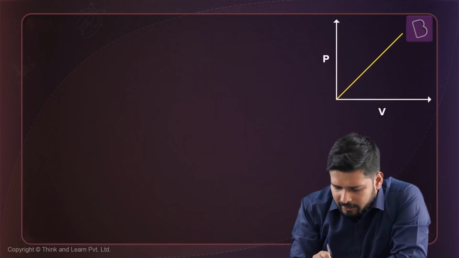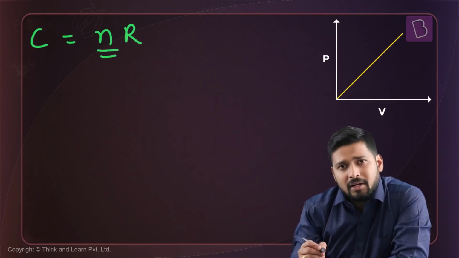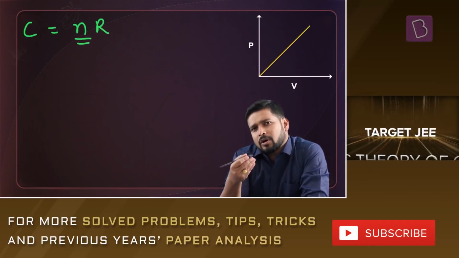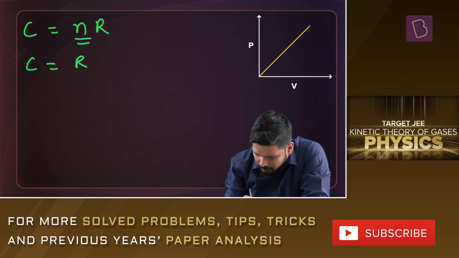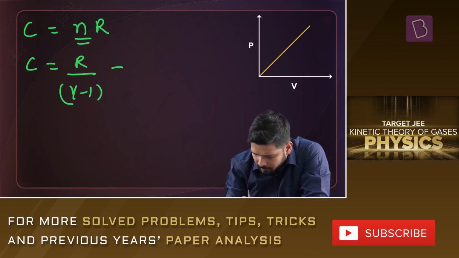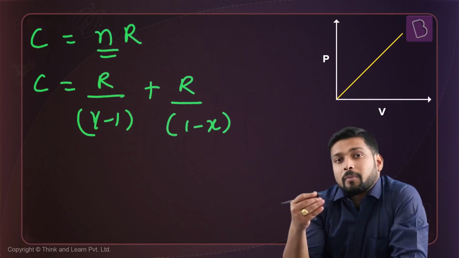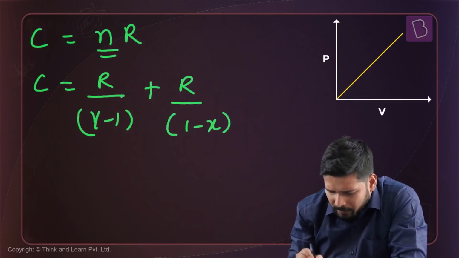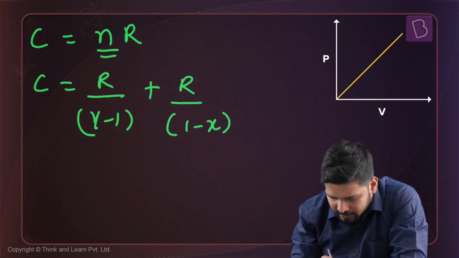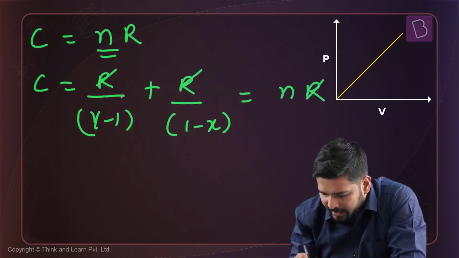If you look at the expression of molar heat capacity, it's given to us as C equals n times R, and this is the n that I need. Now for any general process or any polytropic process, the expression for C is written as R upon gamma minus 1 plus R upon 1 minus x, where x is the polytropic index, the power to which volume is raised, right? Okay, so if I compare both of them, I can write this equal to n times R, and all this R gets cancelled, right?